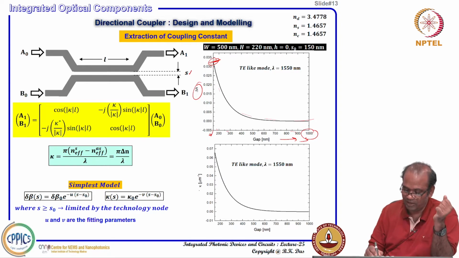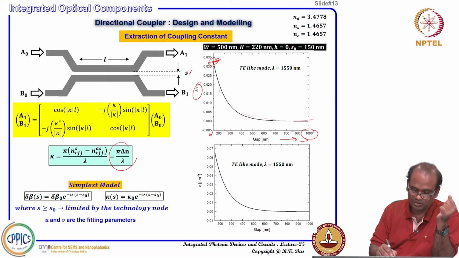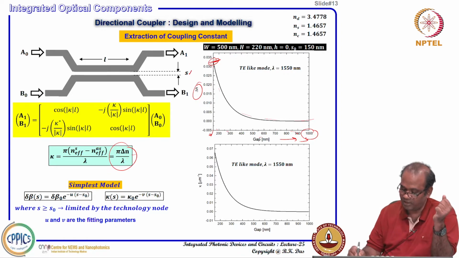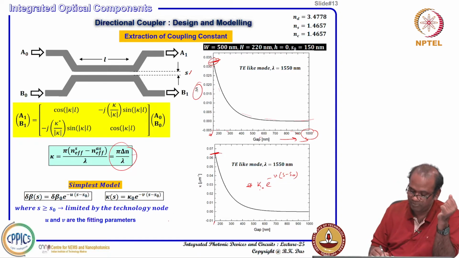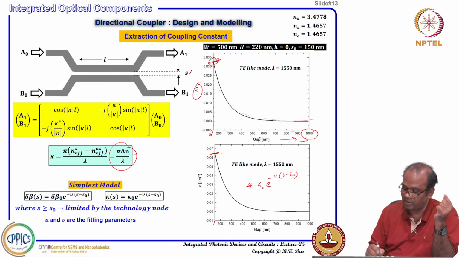So, from here you can calculate kappa, because once you know delta n, you just insert delta n for every s value and you can get a kappa. We can consider kappa naught e to the power minus b (s minus s naught). So, s naught is 150 nanometer. As you increase s beyond 150 nanometer, kappa naught will be about 0.065, calculated per micrometer of course.